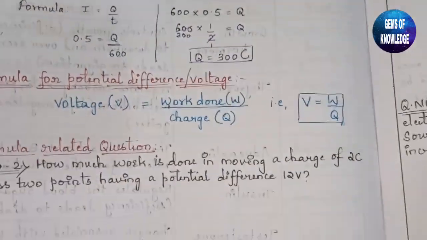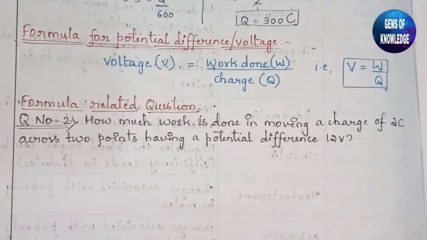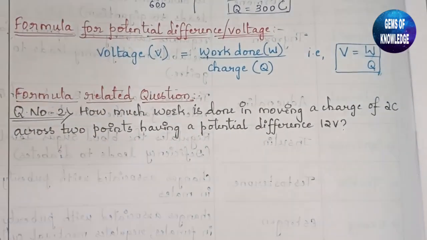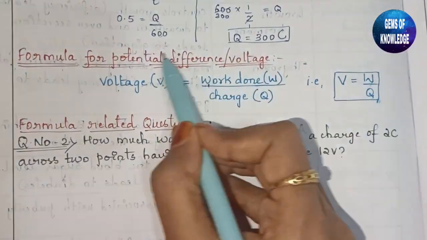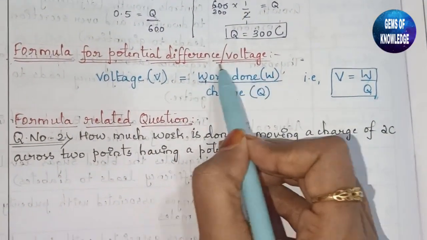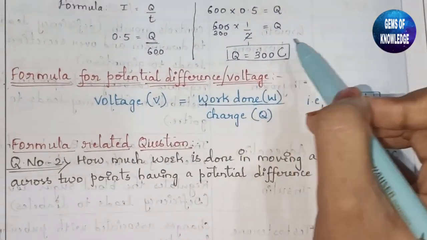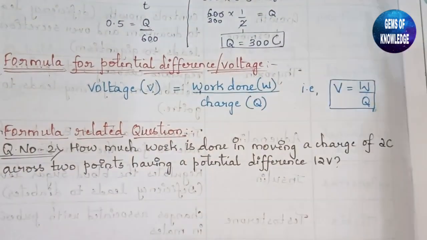Okay, then moving to the second formula, the formula for potential difference, and potential difference is also called voltage. So what is voltage now? It is the work done in moving a particular charge from one place to another place.